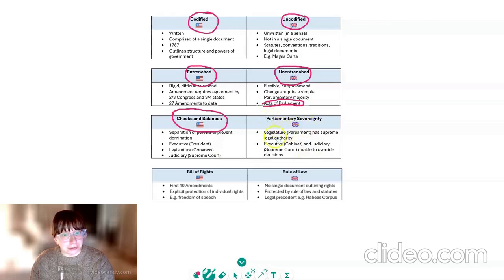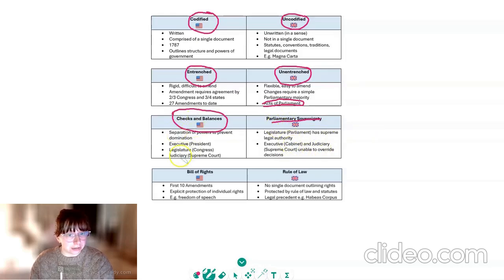In the UK, however, Parliament as the legislature has supreme legal authority, or rather parliamentary sovereignty. So while the executive or the cabinet and Supreme Court as the judiciary are able to influence certain decisions, they're not able to ultimately override any decision that Parliament makes.